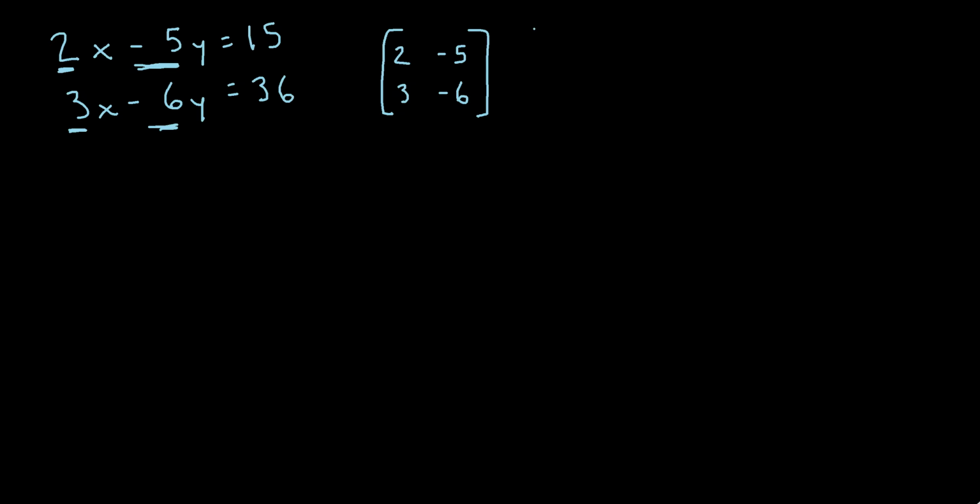Okay, the next matrix that we can write only contains the variables, so the x and the y. So we'll write x and y. And then we set this equal to one more matrix that only contains the values on the right-hand side of each equation. So this 15 and this 36. So we'll write 15 and 36.